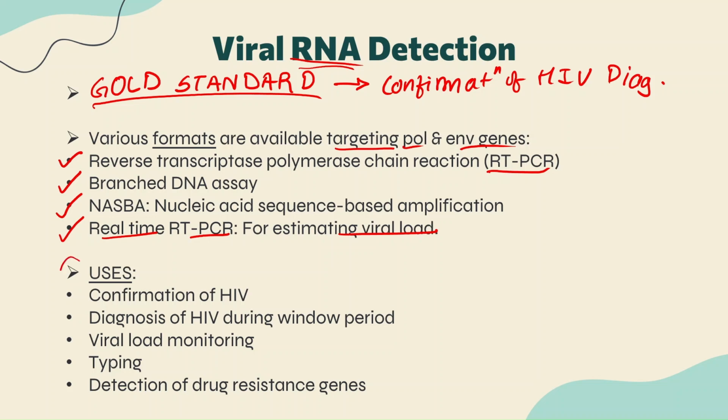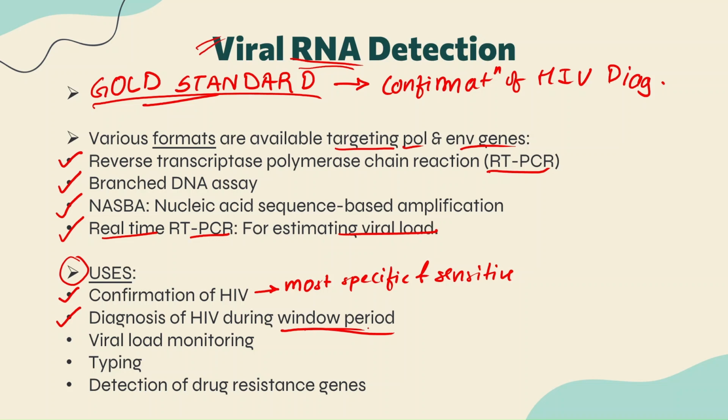Okay, now what are the uses of this test? RNA detection, as I said, is a confirmatory test. So please remember, it's a gold standard test. Why? Because it is the most specific as well as the most sensitive test available for confirmation of the HIV diagnosis. That's the first important use. Second thing, it is also used for the diagnosis of HIV during the window period. As I said, I will be describing what the window period is in the upcoming slide. Just for the timing, remember that the P24 antigen test was used, and this is the second. This is another test that we can use for the detection of HIV during the window period.